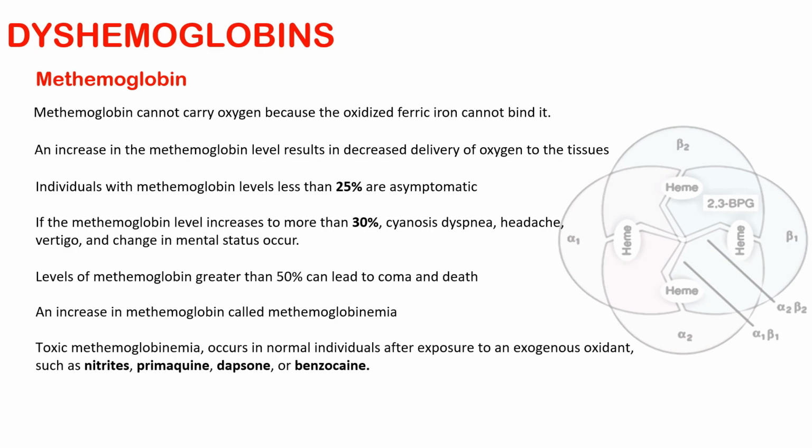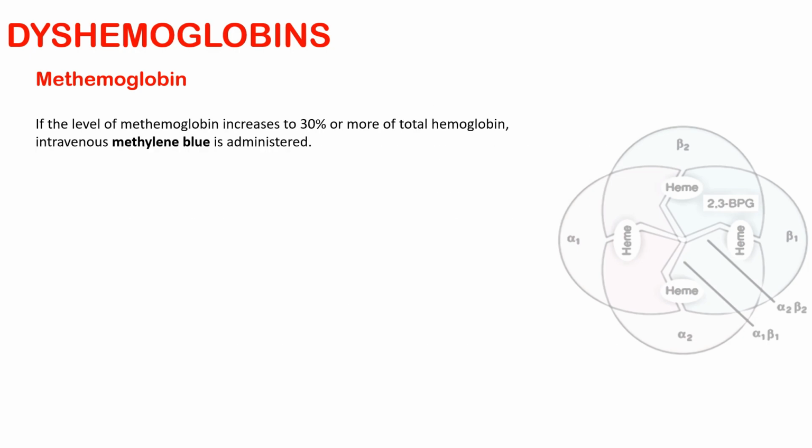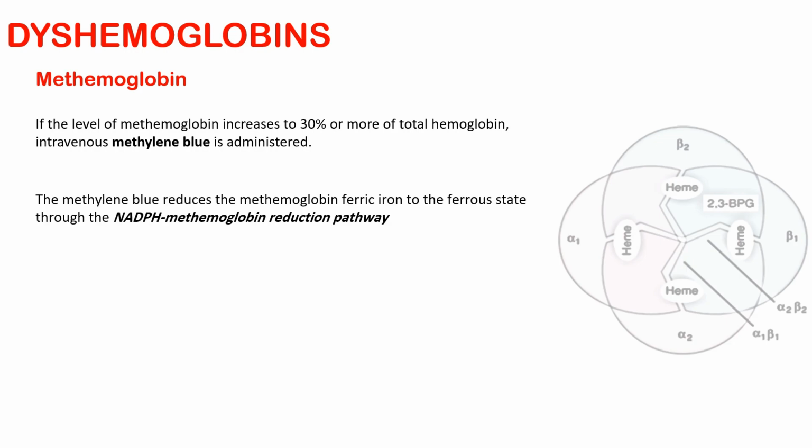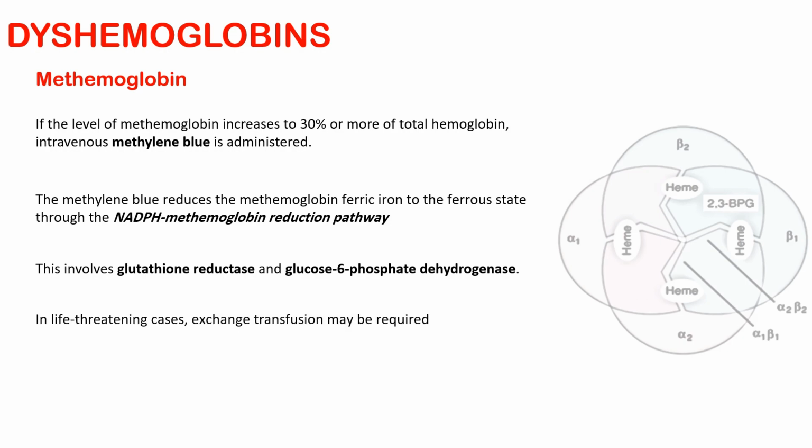Toxic methemoglobinemia occurs in normal individuals after exposure to an exogenous oxidant, such as nitrites, primaquine, dapsone, or benzocaine. If the level of methemoglobin increases to 30% or more of total hemoglobin, intravenous methylene blue is administered. The methylene blue reduces the methemoglobin ferric iron to the ferrous state through the NADPH methemoglobin reduction pathway. This involves glutathione reductase and glucose 6-phosphate dehydrogenase. In life-threatening cases, an exchange transfusion may be required.